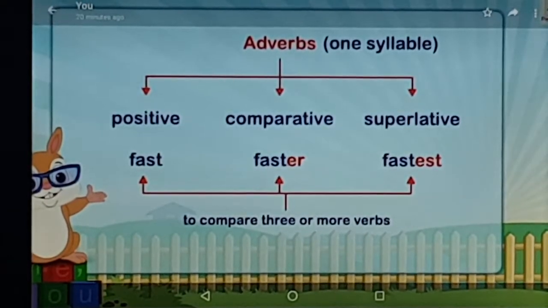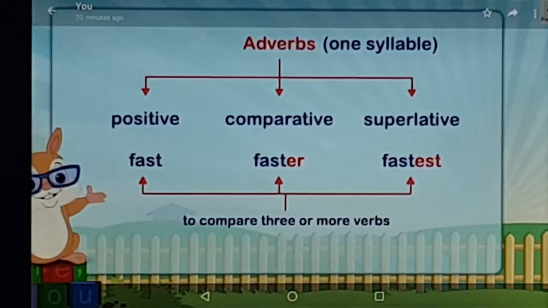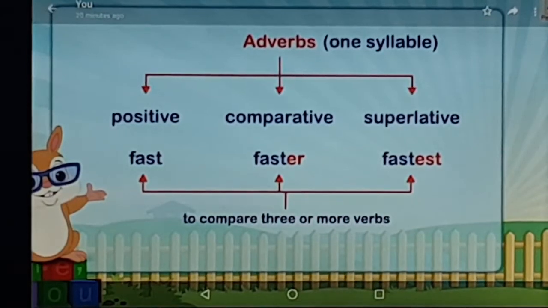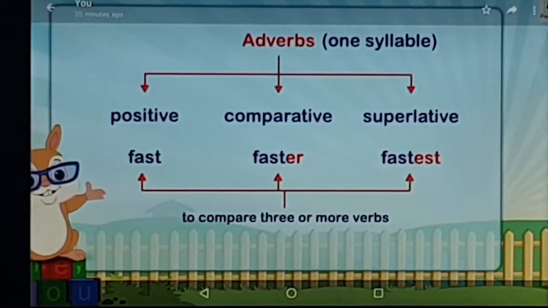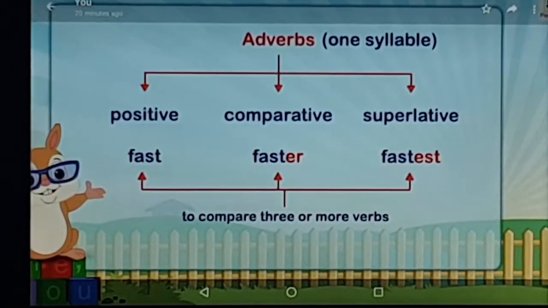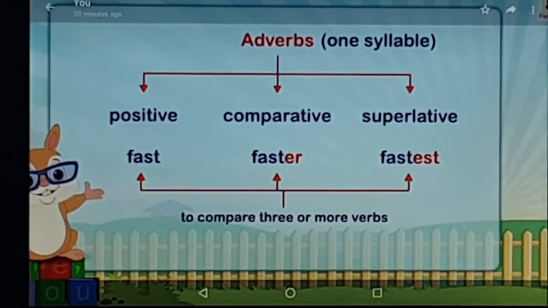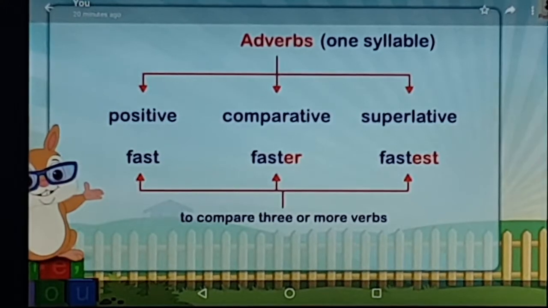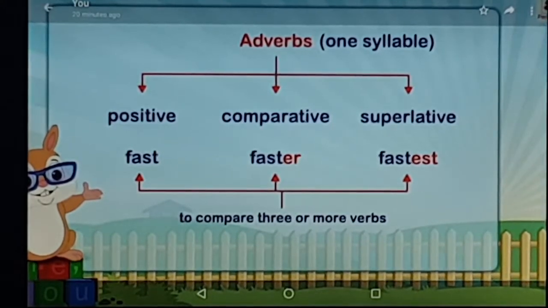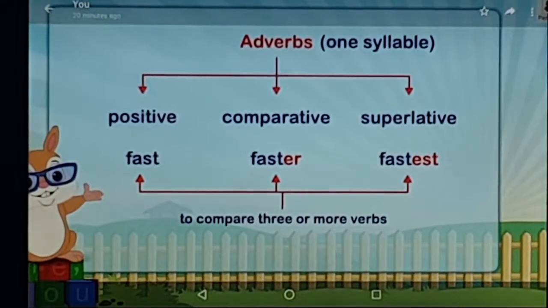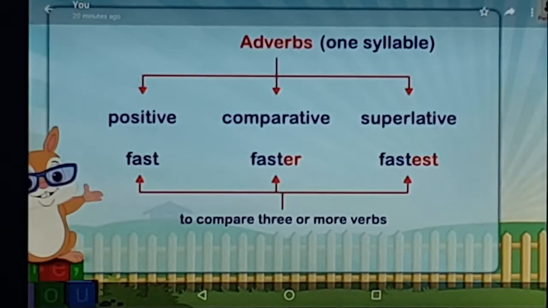So for positive degree, the first degree of comparison, it is the word adverb itself, fast. But when we compare two persons, we use faster. And for more than two, fastest. Remember, this change we only bring when we talk about adverbs which are made of just one syllable. So what is a syllable? I am sure you remember syllables.